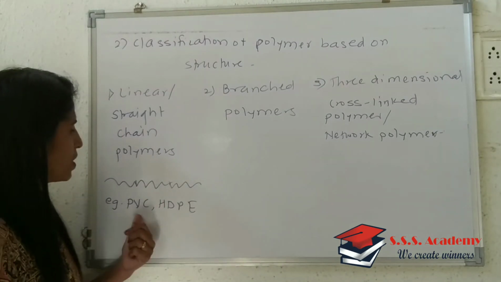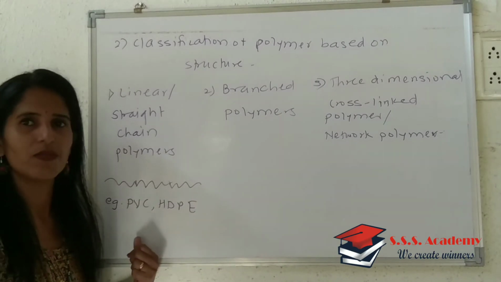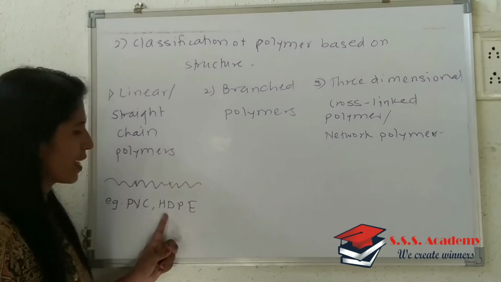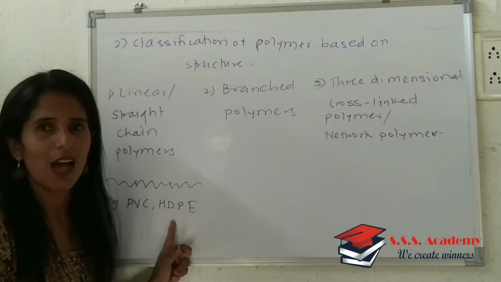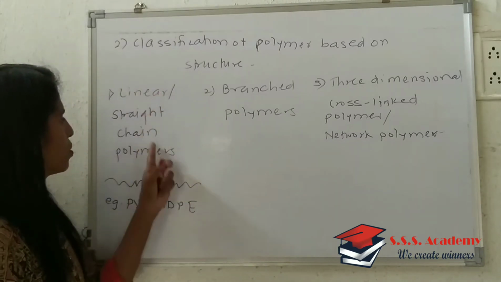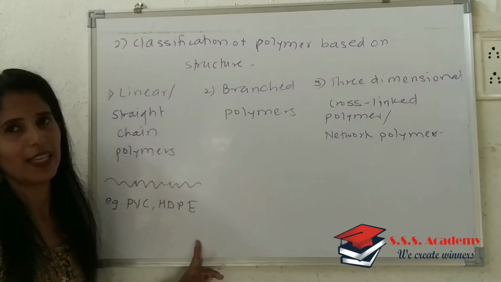So this is PVC, the plastic pipes which are carrying water, which are made up of PVC, right? So it's polyvinyl chloride. And second, it refers to HDPE, that is high density polyethylene. Okay, so the examples for linear or straight chain polymers refer to PVC and HDPE.